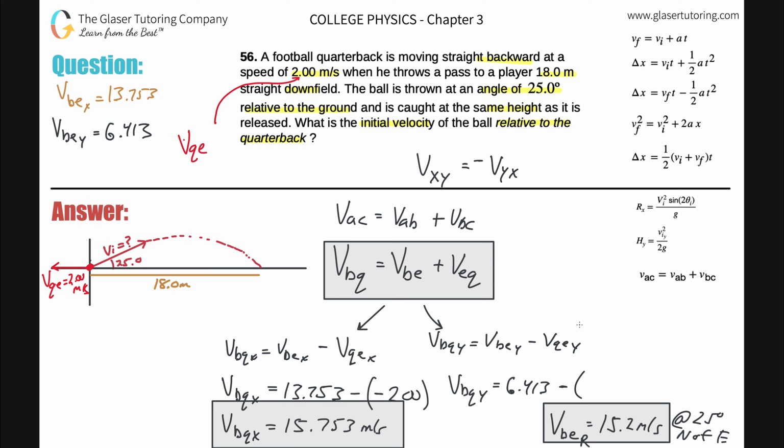Anyway, what's the velocity of the quarterback relative to the earth in the y direction? Well, look at it. The quarterback is moving backward. Is this quarterback moving in the y direction at all? Is he or she moving up or down at all? Is there some vertical component? No. So guess what? Big ol' fat 0. So the velocity of the ball relative to the quarterback in the y direction will be 6.413. And notice that these are both positive values.